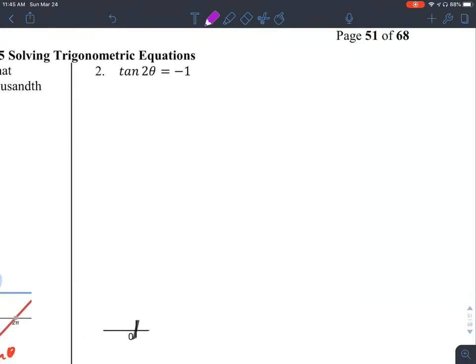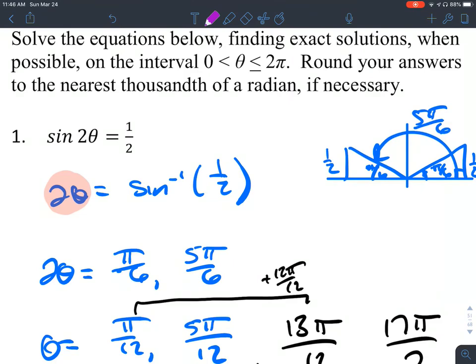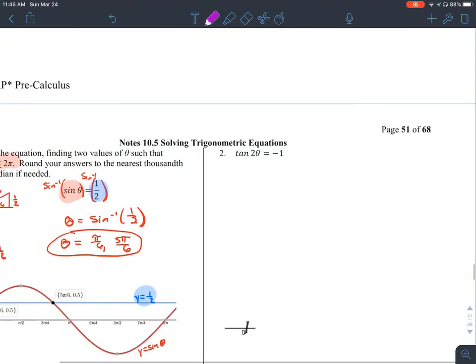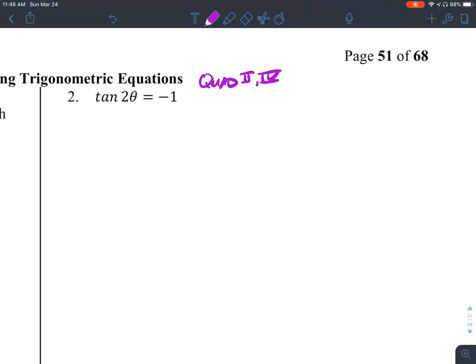Number 2, tangent of 2 theta is negative 1/2. Well, first of all, when is tangent negative? Tell you what, let's go back to number 1 real quick. When you first start these problems out, I think that you would want to jot down which quadrants you know the terminal side is going to fall into. So that's 1 and 2 because sine is positive in 1 and 2. When is tangent negative? That's when x and y have different signs. So that's going to happen in quadrants 2 and 4. Quadrant 2, x is negative, y is positive. In quadrant 4, x is positive and y is negative.